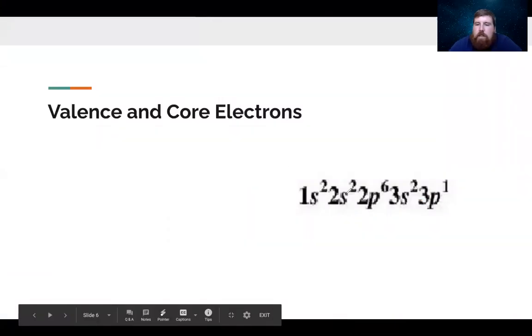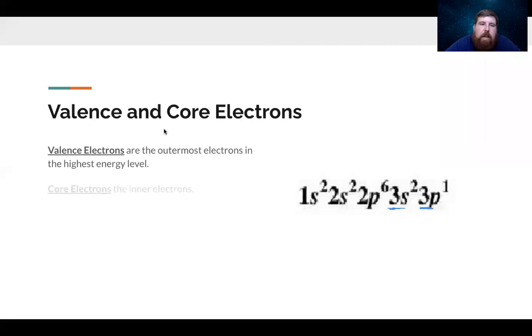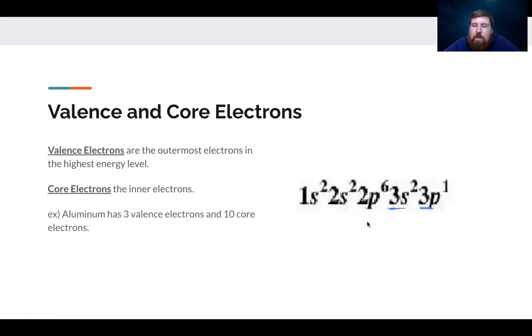the electrons that are in the 3rd energy level, because the way we define distance from the nucleus and outermost is the energy level. Remember, energy level is the distance from the nucleus. So the electrons that are in the 3rd energy level are furthest away from the nucleus. This example here is one of aluminum. Aluminum has 3 valence electrons, and anything that isn't in those outermost shells is going to be core electrons. So it has 10 core electrons.